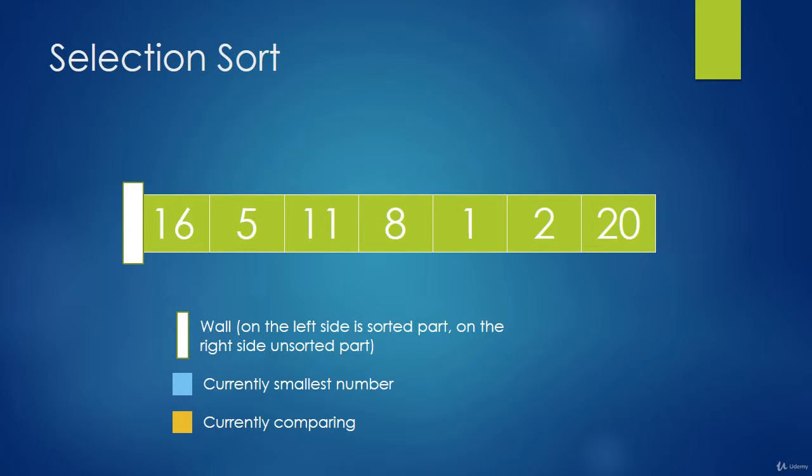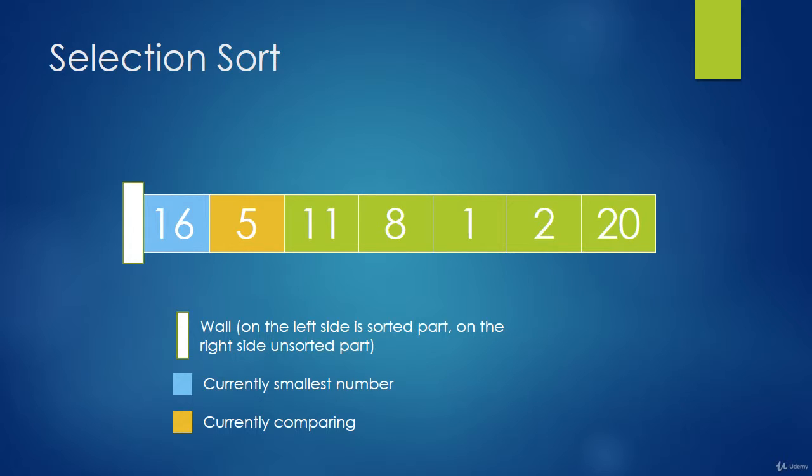But a computer is not a human. It cannot see that 1 is the smallest. So it has to compare every number in the unsorted part and then it knows the smallest. So we take the first number of the unsorted part and compare it with every number behind. If we find a smaller number, we mark that number as the smallest and once again compare it to numbers behind. When we reach the end of the unsorted part, we know that we have marked the smallest number.